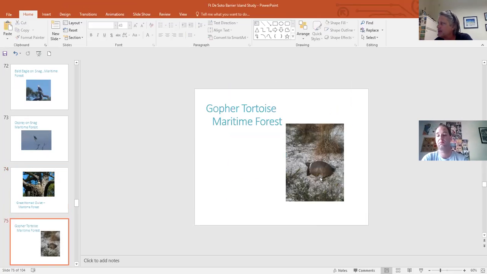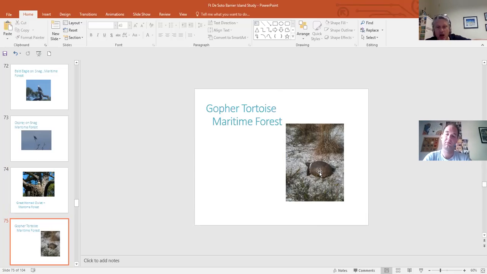The gopher tortoises, these guys are a keystone species. That means they help other species survive. Now, our Florida ecosystem is fire dependent. We get a lot of fires that sweep through our barrier islands and our scrublands because of lightning strikes. These keystone species allow other species to live simply by living. That's what a keystone species does.